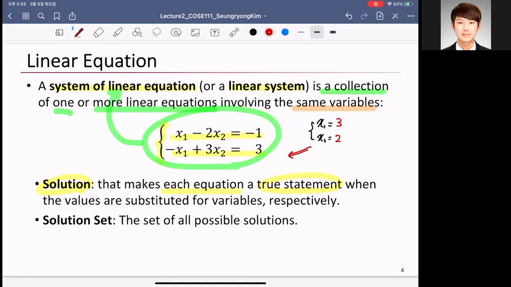But today we will see a little bit more advanced technique to solve this kind of linear system. Anyway, this is the solution, right? And the solution set means the set of all possible solutions. So in this example, in this linear system, 3, 2 is the unique solution.